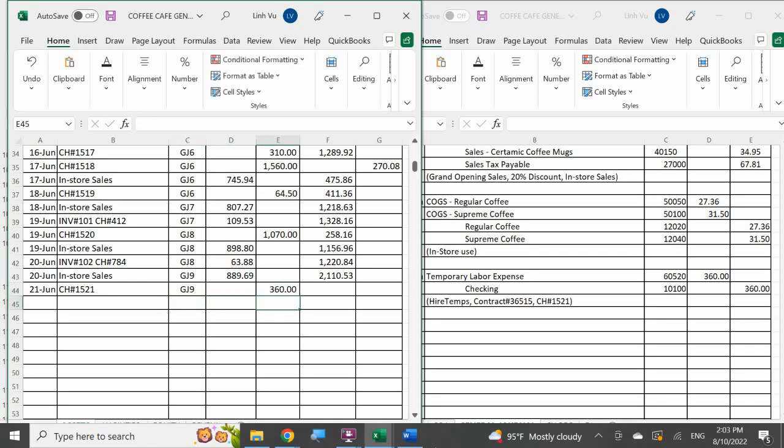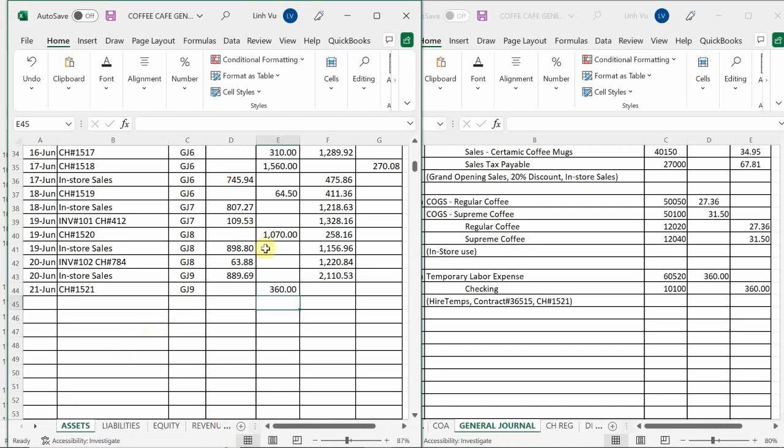For $360? Yes. Okay, so how much money should I have left? 1750.53. Good. Still very low on money. But it's only been, what, 5 days of operations? Wow. Okay. That grand opening discount is really hurting us. So let's see what's next.